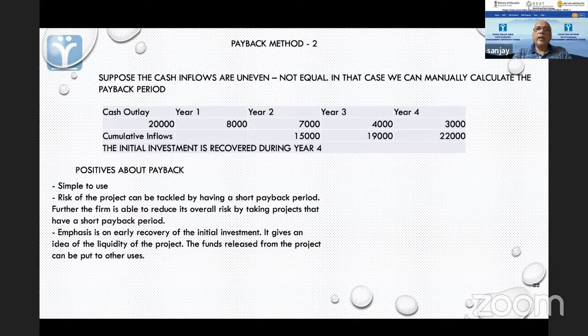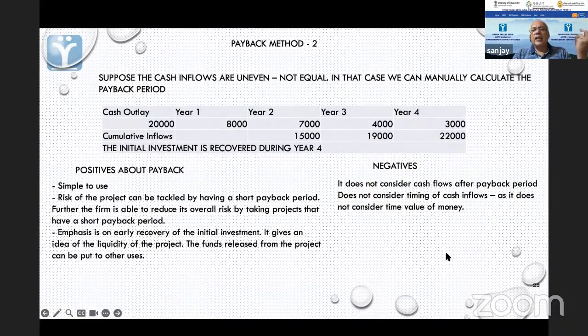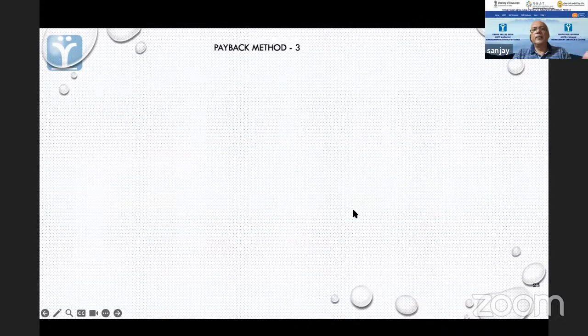So if I use payback to look at projects where I get my money back over a shorter period of time, then I am de-risking myself. Emphasis is on early recovery of the initial investment. It gives an idea of the liquidity of the project, that is how soon I'll get my cash back. And the funds released from the project, once I get the money back, can be put to other uses. So that is the basic positive part of it. The negative is very simple. It doesn't consider the time value. That is the biggest problem with this method.